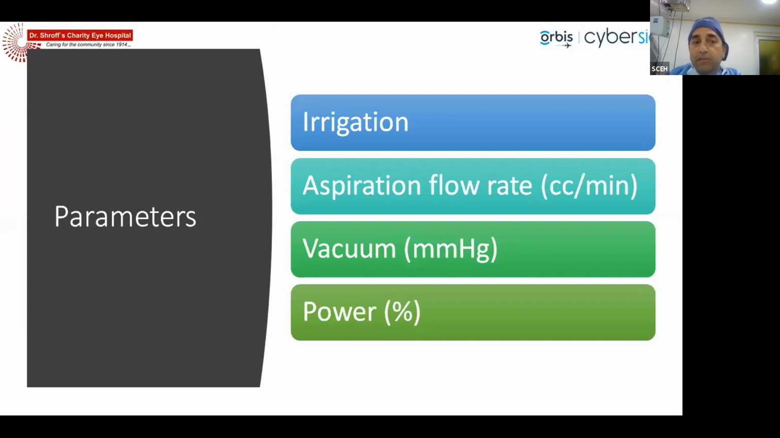Now, the different parameters that we can change in a machine are irrigation. Irrigation is just the bottle height and it's gravity dependent. If you put the pole high, you'll get more fluid, more BSS into the eye. If you bring down the height of the bottle, then there'll be less irrigation into the eye. Then what is aspiration flow rate? It's measured in cc per minute, and we'll discuss that in a minute. And a term which looks synonymous with aspiration flow rate is vacuum, which is measured in millimeters of mercury, and power, which we generally measure in percentage.